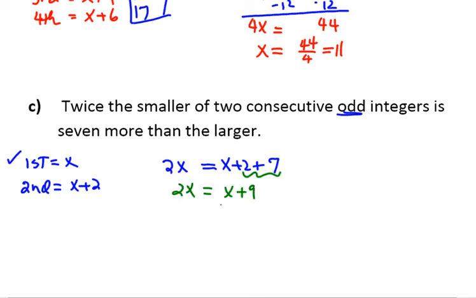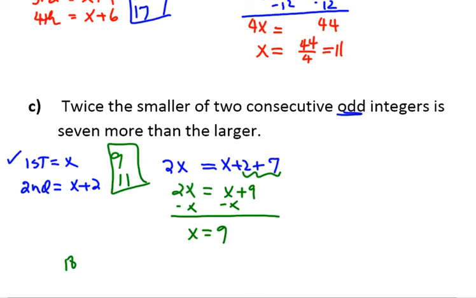So to solve that, I'll go ahead and I will combine this and get x plus 9 is equal to 2x. Then I'll subtract my x from both sides and get that x is equal to 9. So my two numbers are going to be 9 and 9 plus 2, which is 11. So twice the smaller, that's going to be 18, is 7 more than the larger. So you can see that that's 7 more than 11.